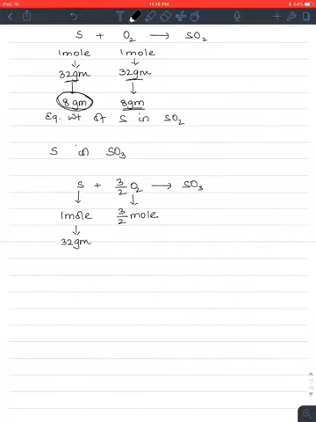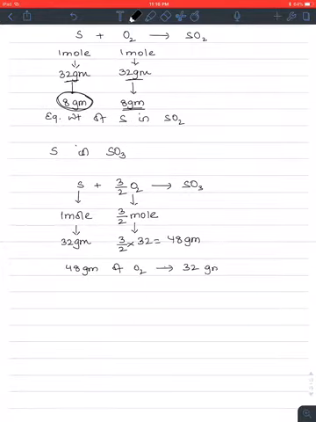It is again 32 gram. And what will be the weight of 3 by 2 mole of oxygen? We know 1 mole of O2 is 32 gram, so 3 by 2 moles will be 3 by 2 into 32, that is 48 grams. So we can say that 48 gram of O2 is combining with 32 gram of sulfur. Now our target is to find the equivalent weight of sulfur.